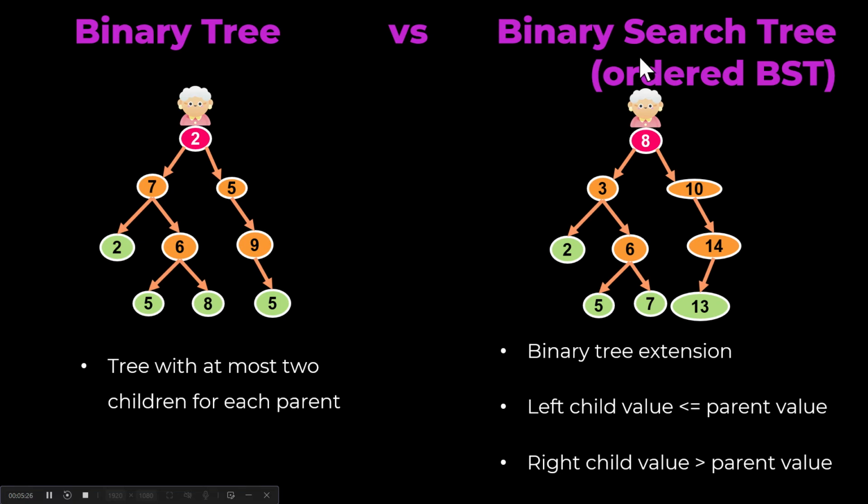So binary search tree, it is a variant of the binary tree. So what is the difference? So this is the difference. The difference is, as you can see in here, the left child value has to be less than or equal to the parent value. The same goes for the right child value. The right child value has to be either greater or equal to the parent value, as we have seen in this binary search tree.